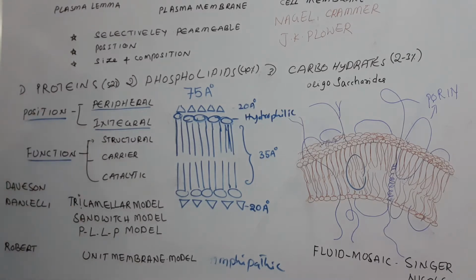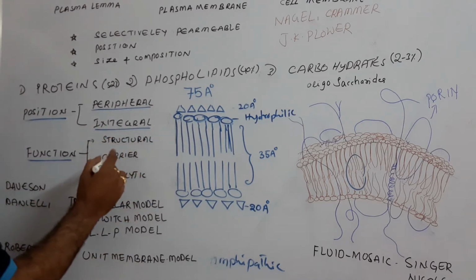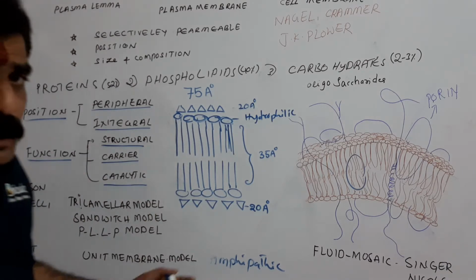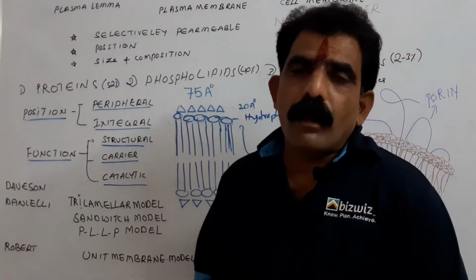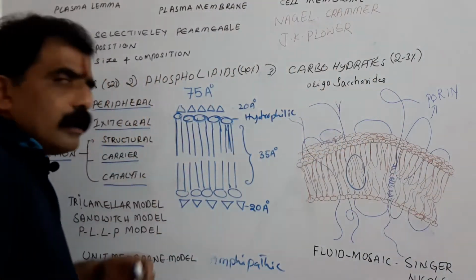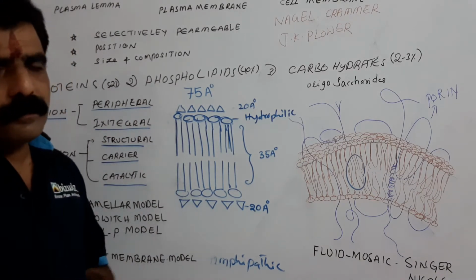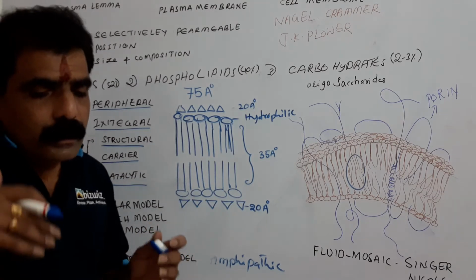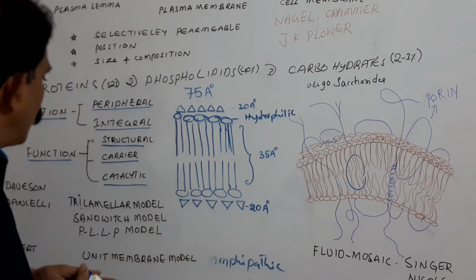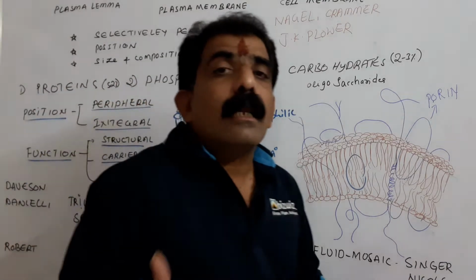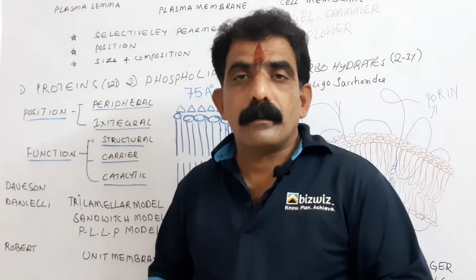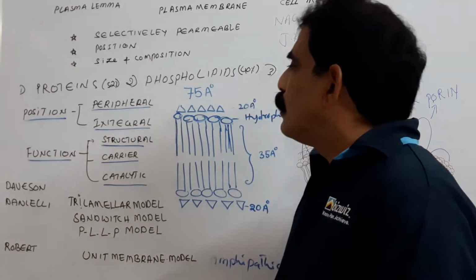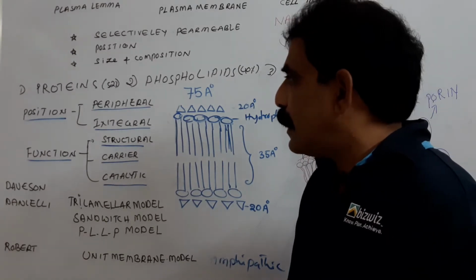Coming to their function, again proteins are of three types: structural proteins, carrier proteins, catalytic proteins. Structural proteins make up the backbone of the plasma membrane. Carrier proteins are involved in transportation, like porins. Many other proteins are there. Carrier proteins carry out facilitated diffusion. And coming to the catalytic proteins, catalytic proteins are nothing but enzymes like ATPase. So proteins present in the plasma membrane are of three types on the basis of their function, such as structural proteins, carrier proteins and catalytic proteins.